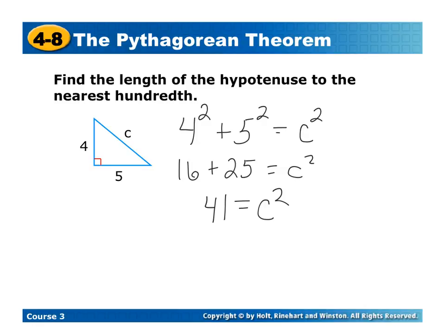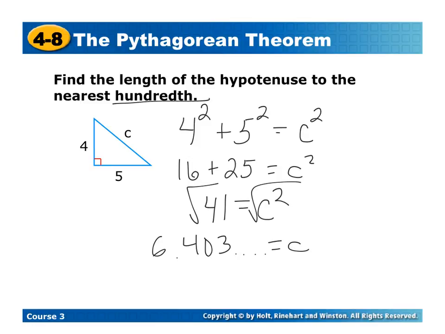Now this is where our understanding of exponents and square roots come in. So here, because 41 is equal to c squared, we have to undo that square, or we're going to take the square root. So when I do that, and I go ahead and take the square root of that number, I get 6.403, and it keeps going on from there.